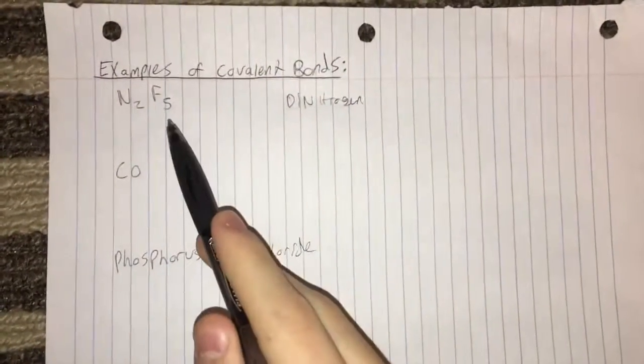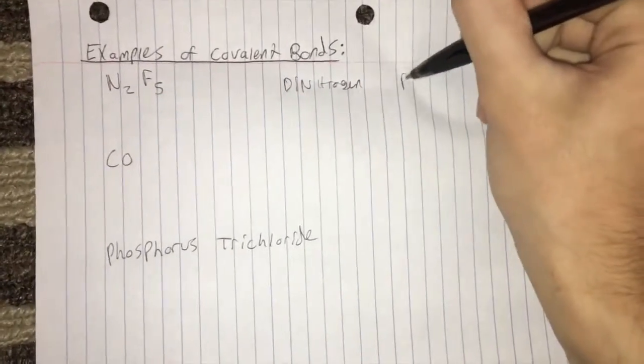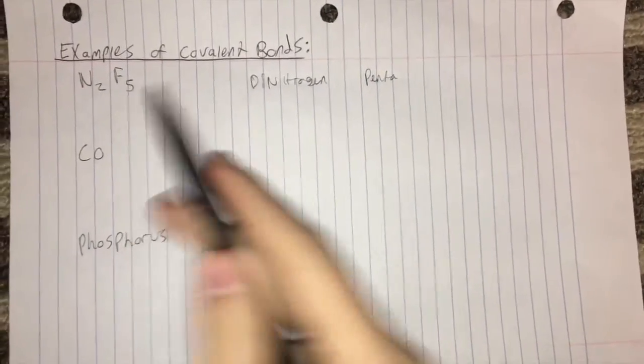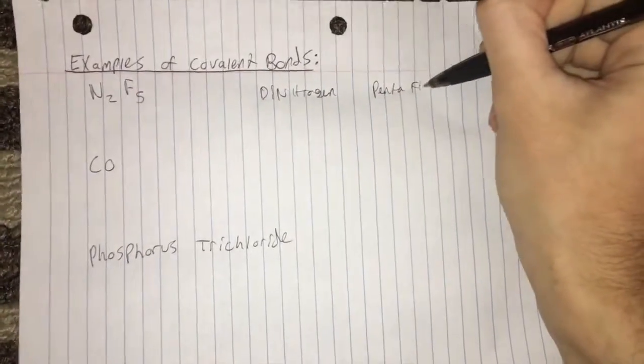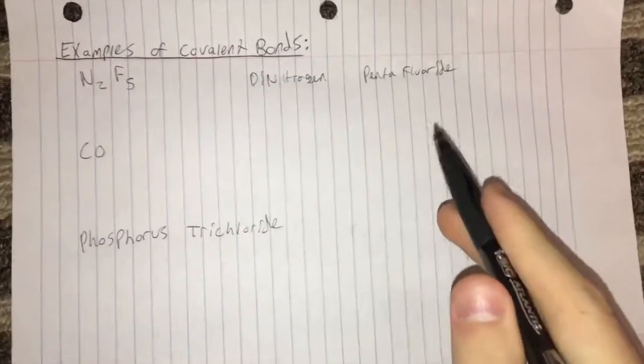We then look at the second element, which has 5. We know that 5 is used with the prefix penta. And then we take the root word for this element, which is F for fluorine, so the root is fluor. And then we end it in ide: dinitrogen pentafluoride.